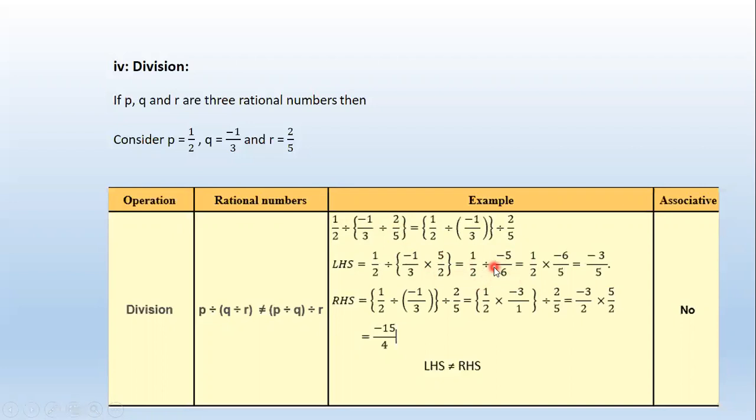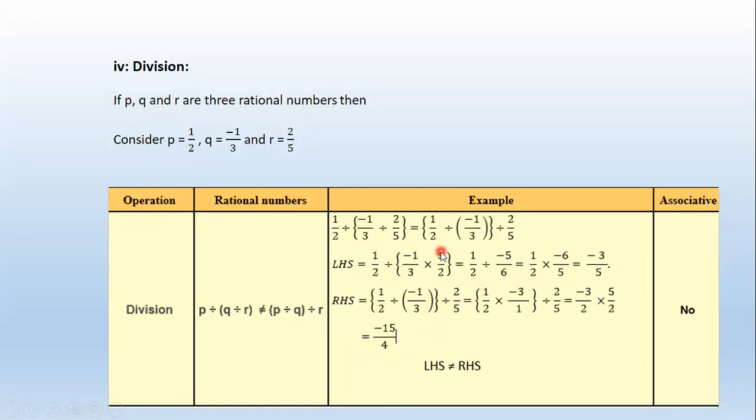Now again in between is division, so I will convert it into multiplication, and the second number I'll take as a reciprocal. It is written as minus 6 by 5. So here 1 into minus 6, and 2 by 5. But I can cancel: 2 ones are 2, 2 threes are 6. So minus 3 remains in the numerator and 5 remains in the denominator. So this will be minus 3 by 5.